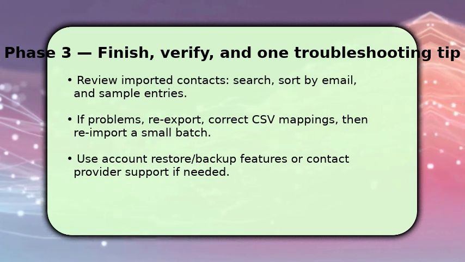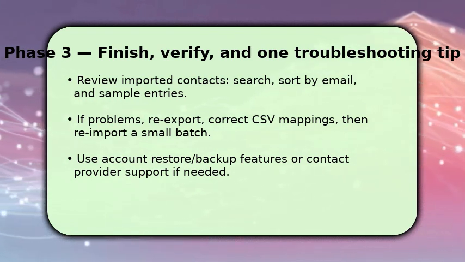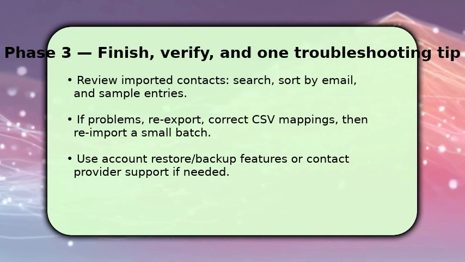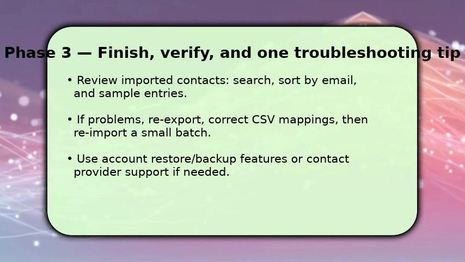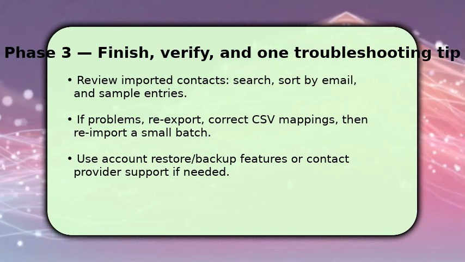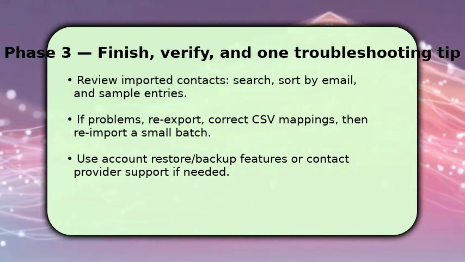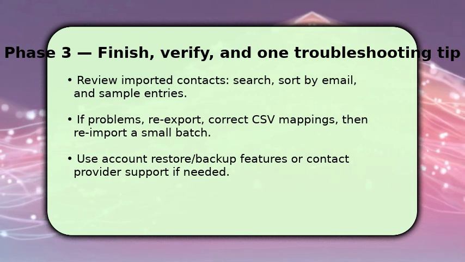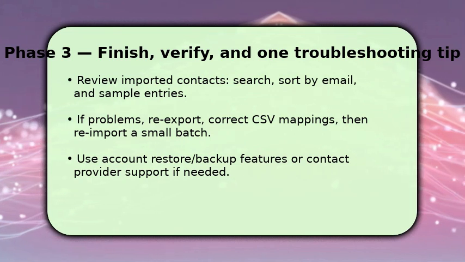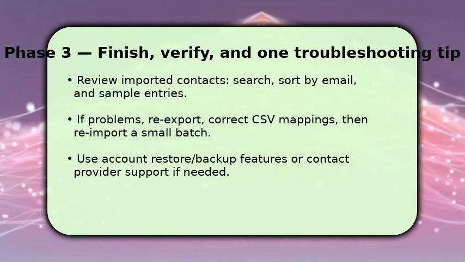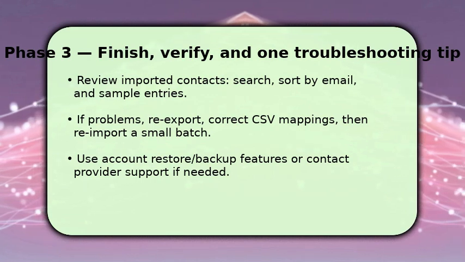If you find missing or misaligned data, re-export the original backup, fix column headers or formats, and re-import a small batch to confirm the fix. If imports fail repeatedly, use the provider's Restore from Backup feature or reach out to support. One key troubleshooting tip: always keep an untouched original backup file so you can revert or retry without data loss.